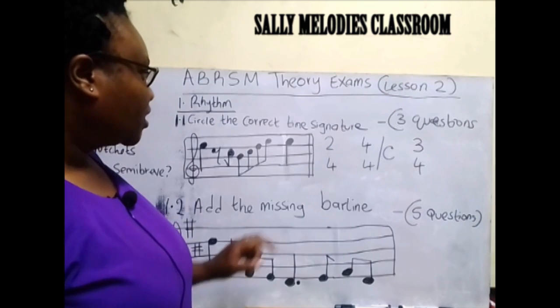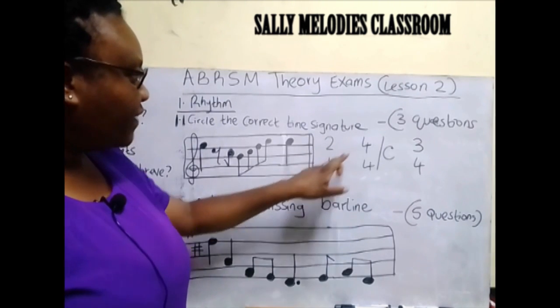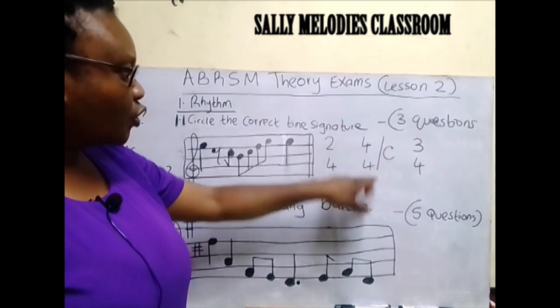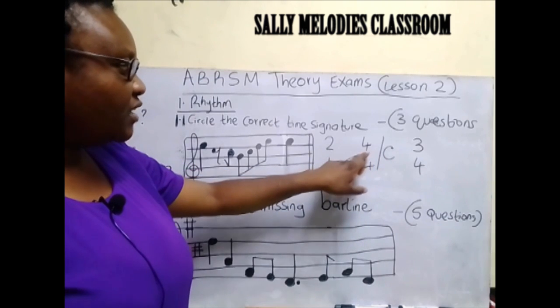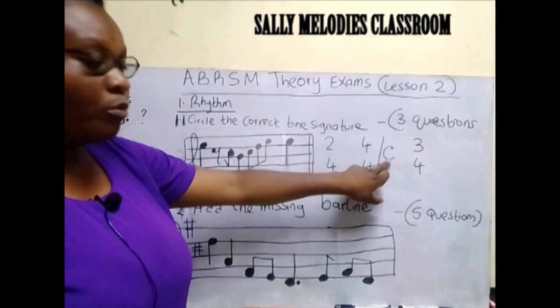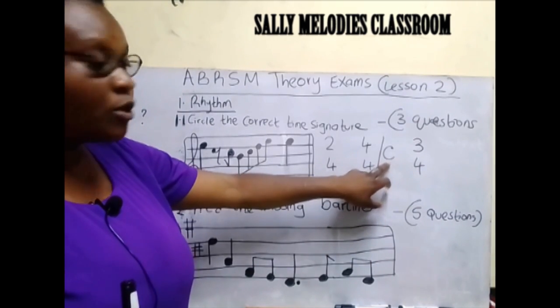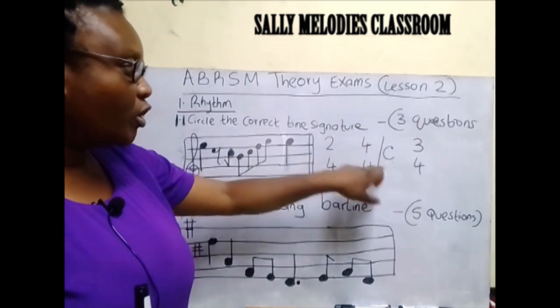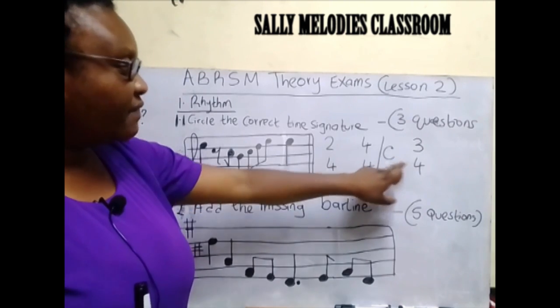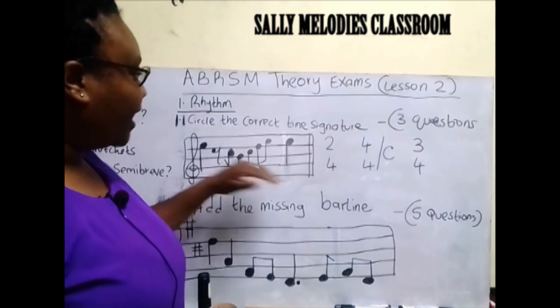So we have 2-4, and then we have 4-4. It can also be a C. Remember we said 4-4 is also called common time. It can have two names or 2 symbols, 4-4 or C, common time. And then we have 3-4. Those are just the choices.